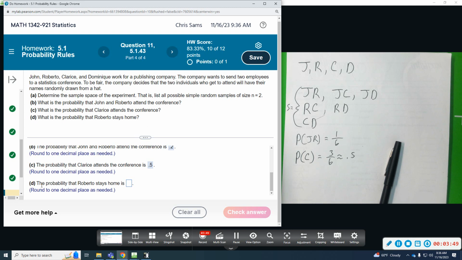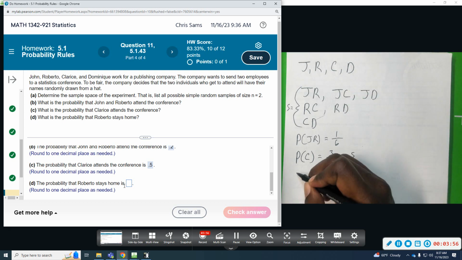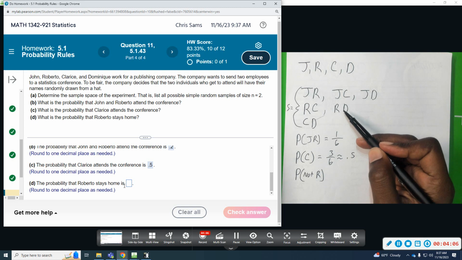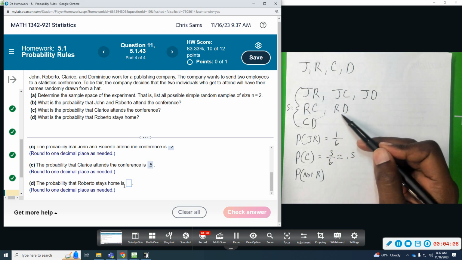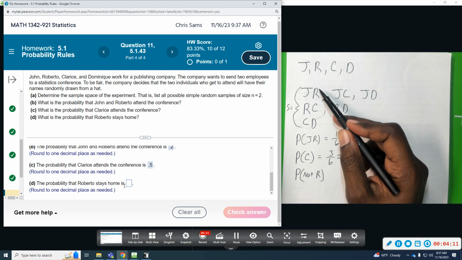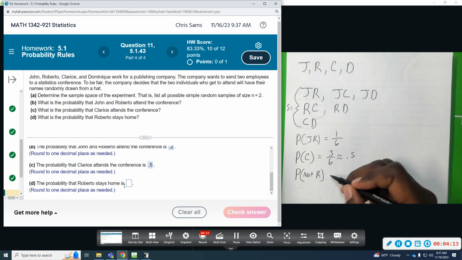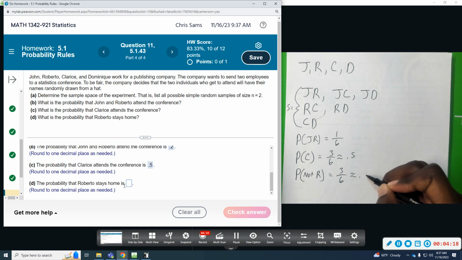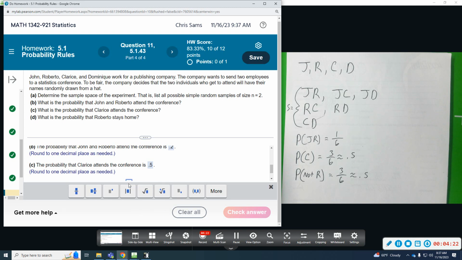And then D, the probability that Roberto stays home. So the probability that we do not choose Roberto. So he's not chosen. So there's 3 selections with Roberto. We're going to remove those 3. So we're going to do 6 minus 3, which leaves us with 3 out of 6. So that's the same thing as 0.5. So this is a 50% chance that he will not be selected.